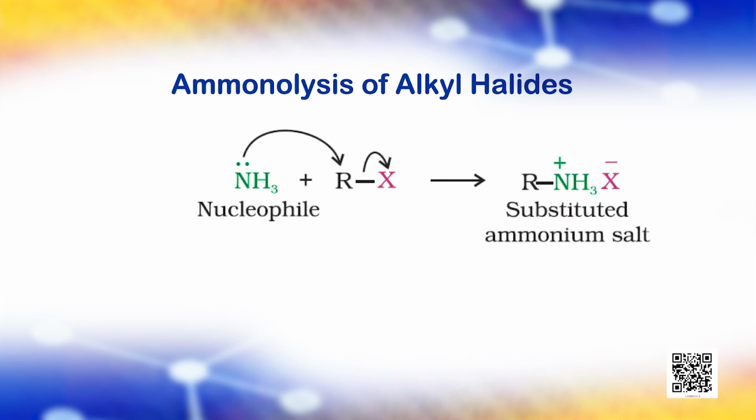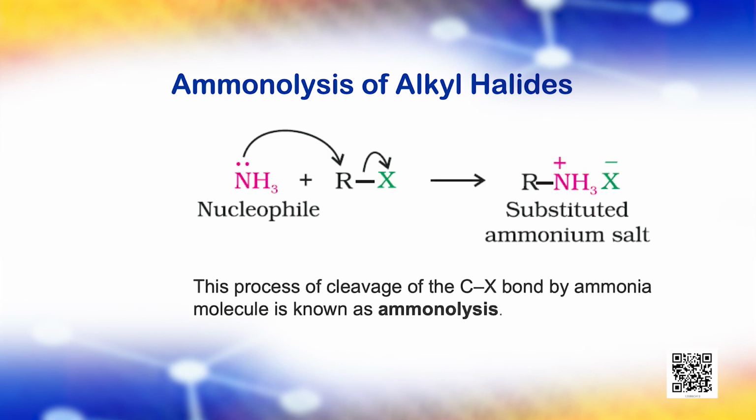From the previous knowledge, we know that the carbon-halogen bond in alkyl or benzyl halides can be easily cleaved by a nucleophile. Hence, an alkyl or benzyl halide on reaction with an ethanolic solution of ammonia undergoes nucleophilic substitution reaction, in which the halogen atom is replaced by an amino, that is the NH2 group. The process of cleavage of the carbon-halogen bond by ammonia molecule is known as ammonolysis.